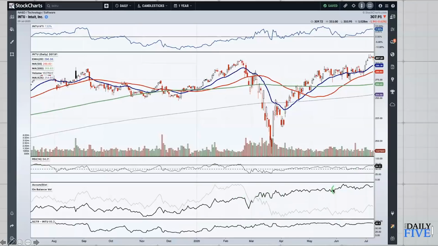I like to see this sort of leadership of accumulation distribution. So that trending higher is very, very bullish for me. I'd love to see that. And then the SCTR line is at 85. So not stretched up to high levels, but still at a comfortable point there. Intuit, I think, is setting up really, really beautifully. This was, again, one from my 10 I'm Stalking list.